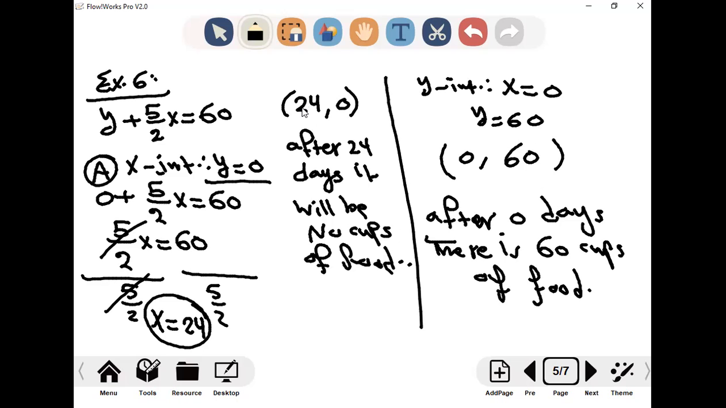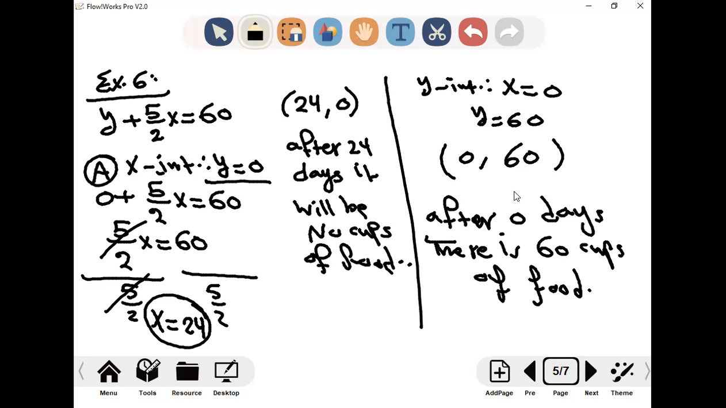Below it, write: to find the y-intercept, let x equal 0. Make the steps. The y-intercept will be what? Now in the paragraph, the y-intercept is 60. This means that the graph intersects the y-axis at the point 0 and 60. So after 0 days there are 60 cups of food in the bag. This is all of part A.